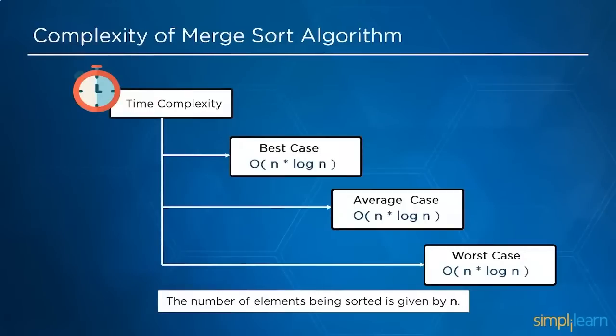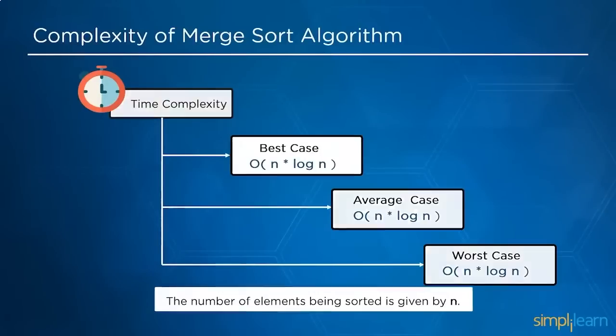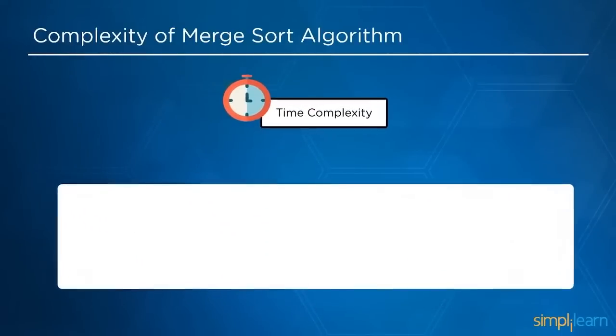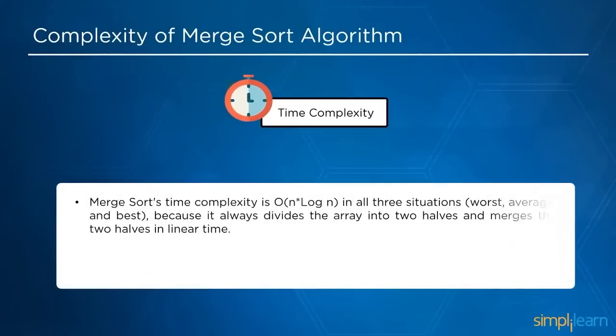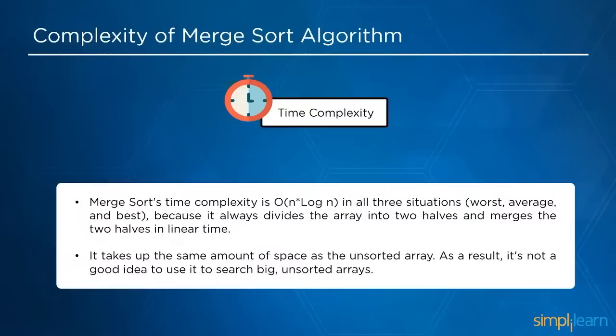The number of elements being sorted is given by n. Merge sort's time complexity is big O of n log n in all three situations, that is worst, average and best, because it always divides the array into two halves and merges the two halves in linear time. It takes up the same amount of space as the unsorted array. As a result, it is not a good idea to use it to search big unsorted arrays.